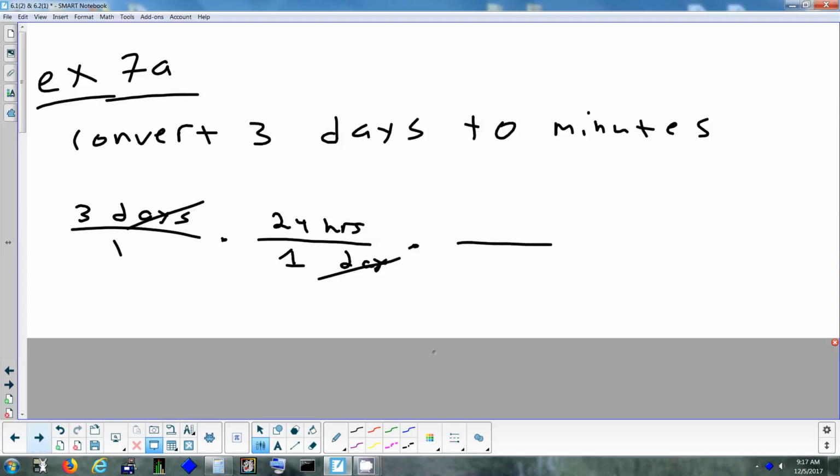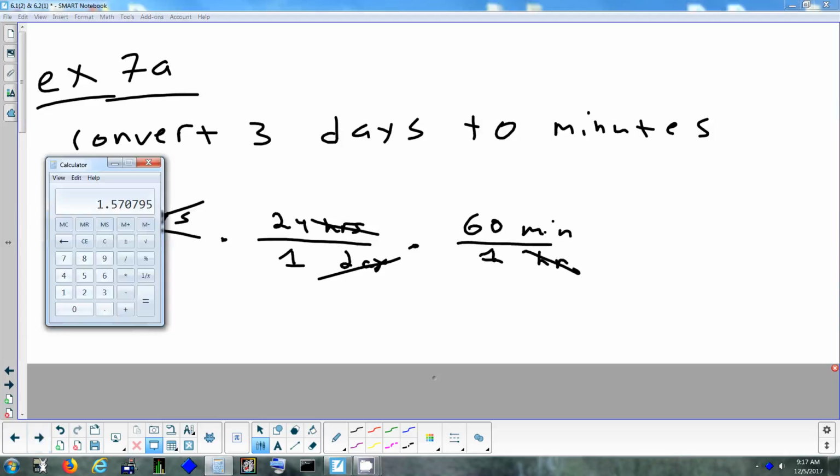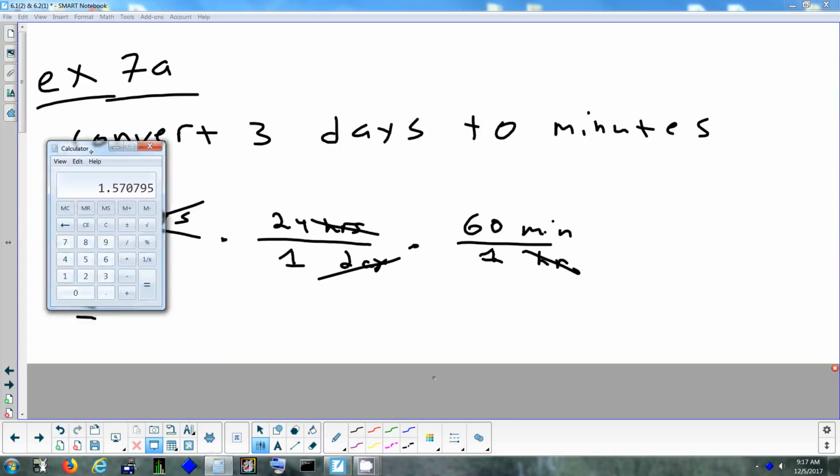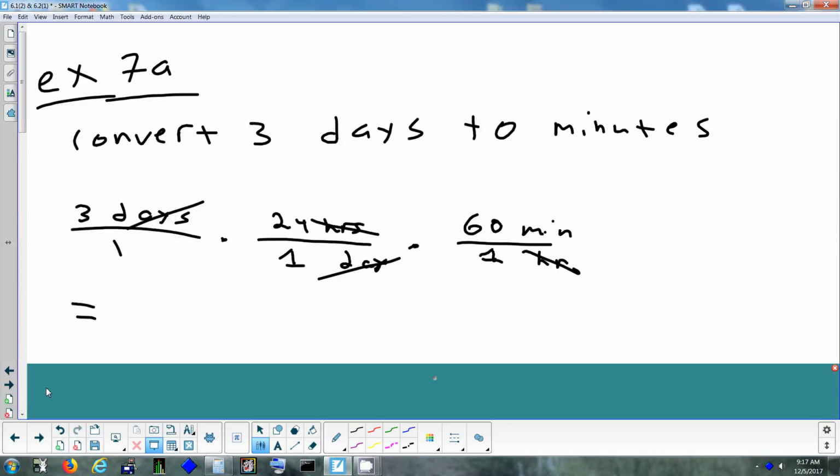And where would hours go? Top or bottom? Bottom. 60 minutes goes in the top. Hours goes in the bottom because it's in the top there, bottom there. It cancels out. And now just multiply straight across. You don't always end up with all ones in the denominator. Depends on the problem. All right, so we have 3 times 60 is 180 times 24 gives us 4,320 minutes.